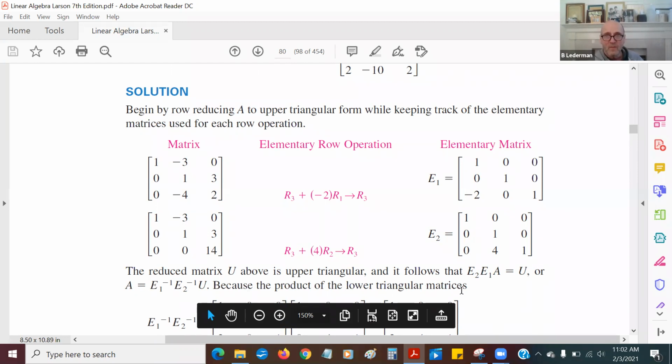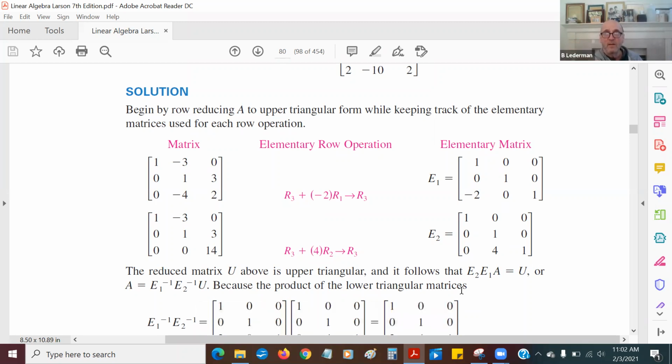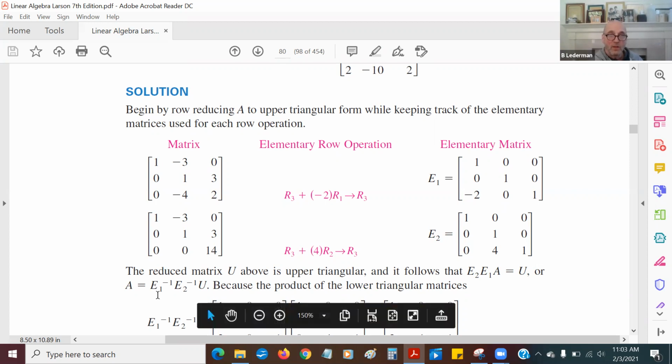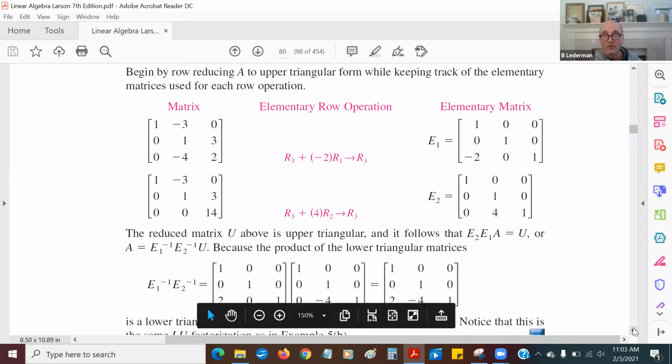Now, what I'm trying to say here is that the inverse of E1 is just making that a +2, and the inverse of E2 is just making that a -4. So notice that the inverse of a lower triangular matrix is also lower triangular. So E1 inverse times E2 inverse, these are 2 lower triangular matrices, and the product of lower triangular matrices is itself going to be lower triangular.